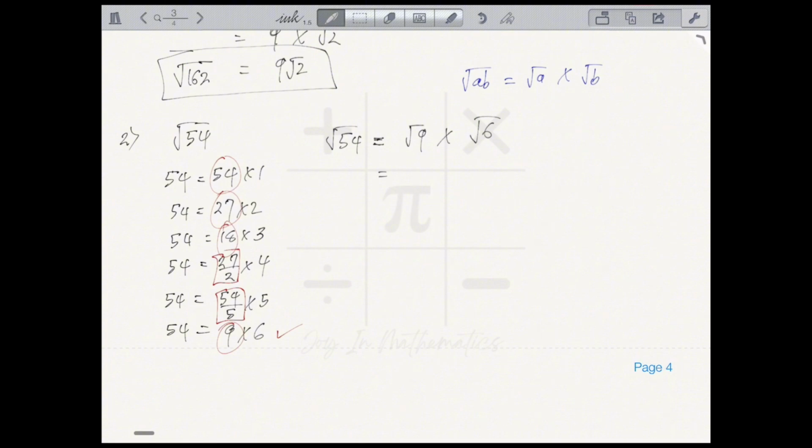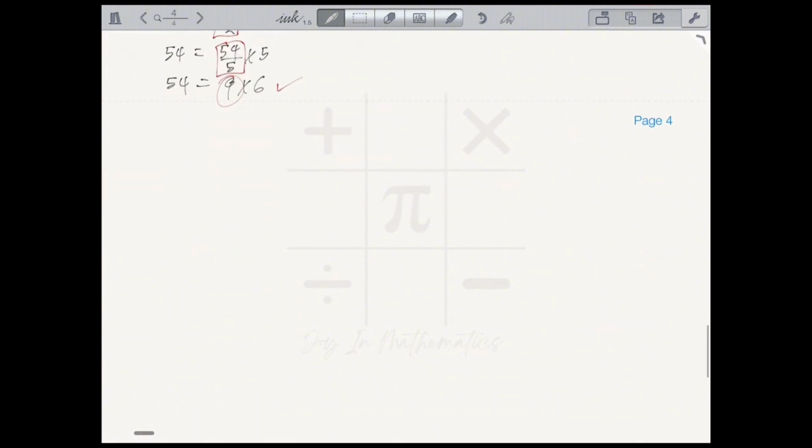Therefore, this is now equal to root 9, which is 3, and root 6 remains root 6. So root 54 will be written as 3 root 6. Now, we have a rational number 54 under the square root sign, and it contains a factor which is the square of a number, 9. The square root of 9 is 3. So root 54 can be reduced to 3 root 6.